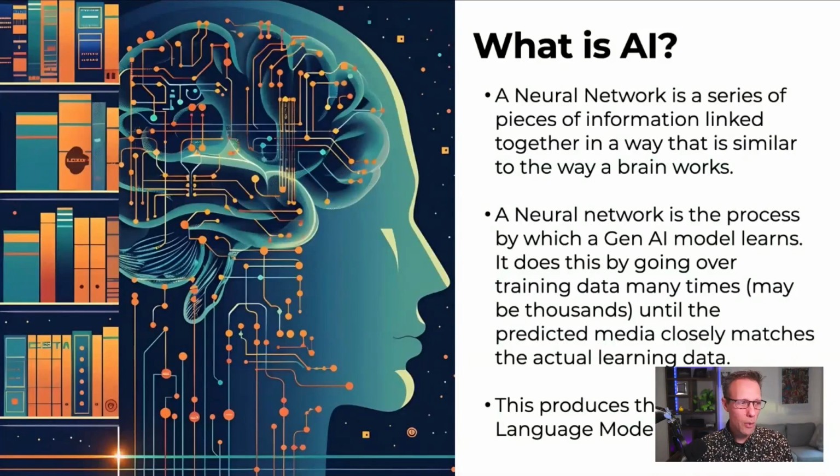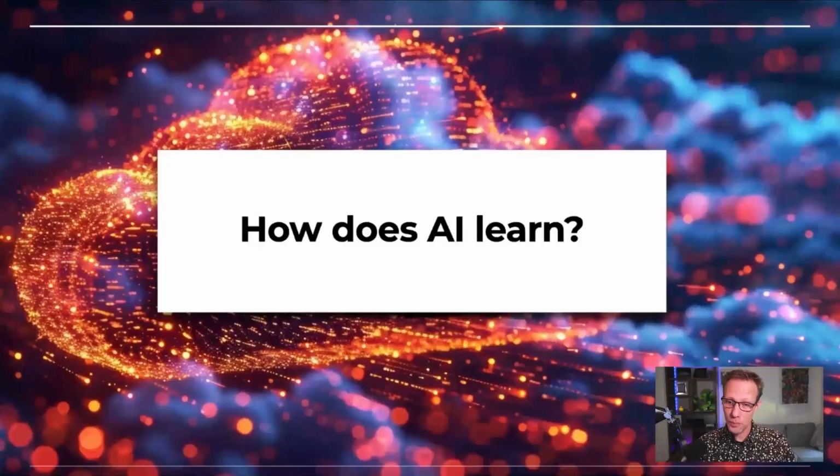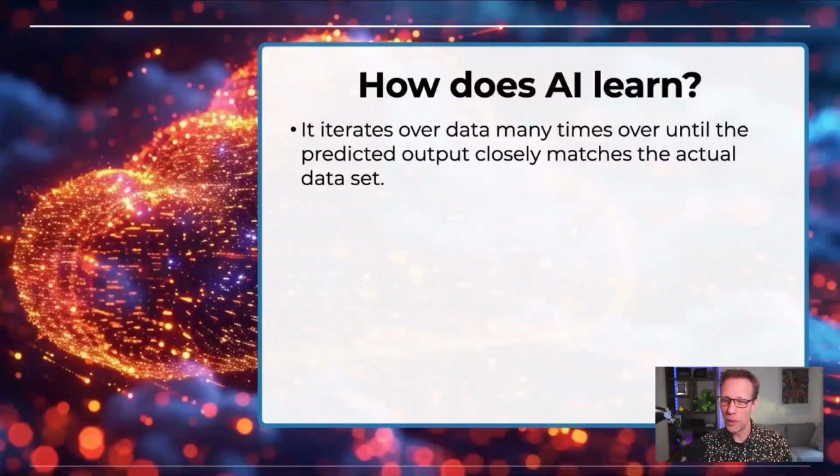As I said, I don't want to go into enormous detail on all of those because I don't want to make these overly complicated, but I think these are worth diving into in a lot more detail. Next question then is, how does an AI tool learn? Okay, so what it does is it goes over and over a particular piece of information many times over until the predicted output closely matches the actual output.